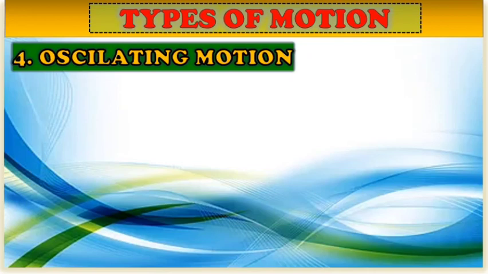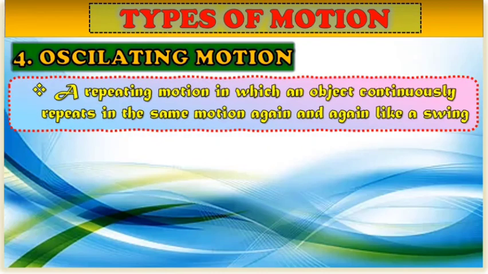And the last type of motion is what you call oscillating motion. So ano nga ba itong oscillating motion na to? So, a repeating motion in which an object continuously repeats in the same motion again and again like a swing.